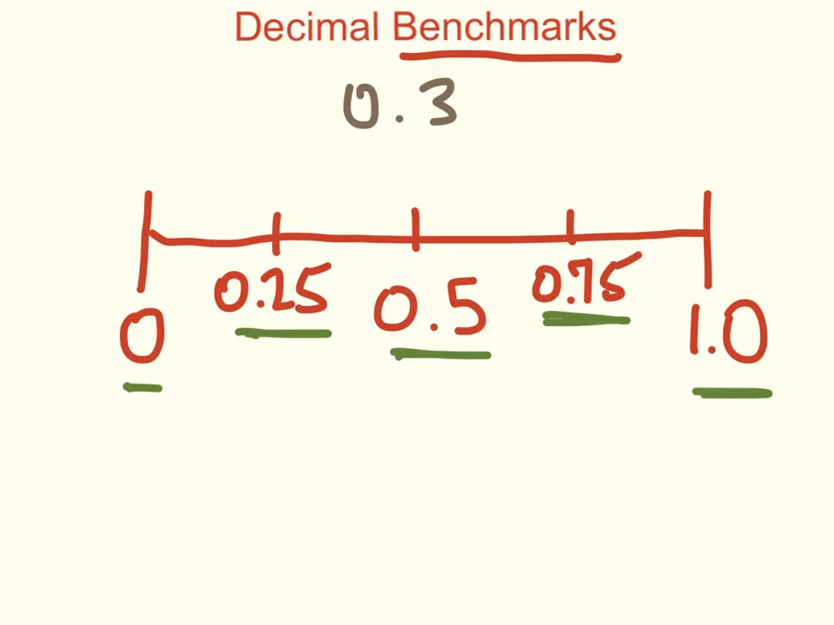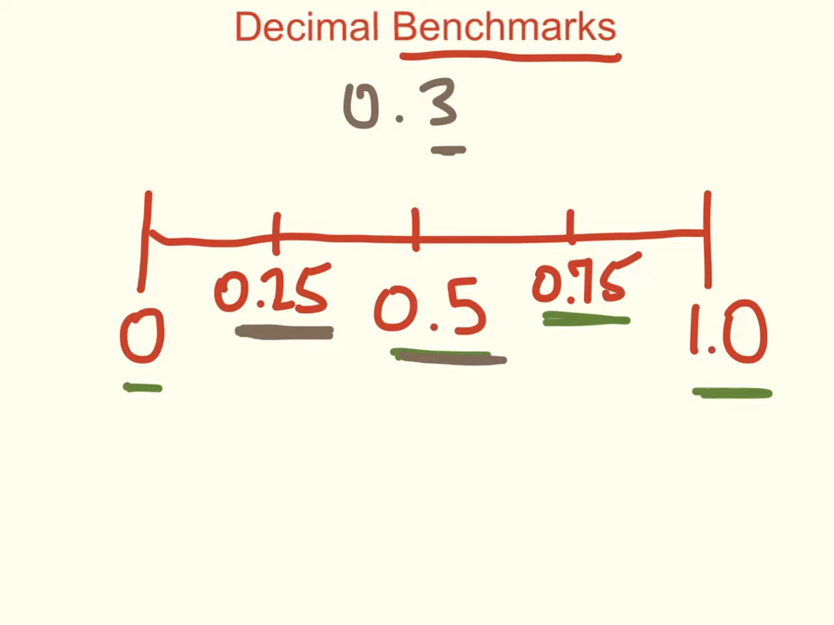So if I was to say to you, I want you to tell me where 0.3 would go on this number line, you can think about, what's the best place for it to go? 0.3 is smaller than 0.5, so it has to be less than that. But is it smaller than 0.25? Because this has a 25 in it, and this one just has a 3.